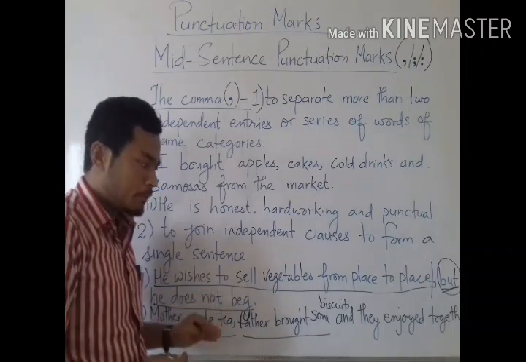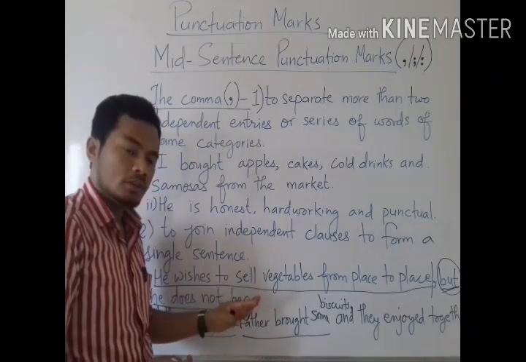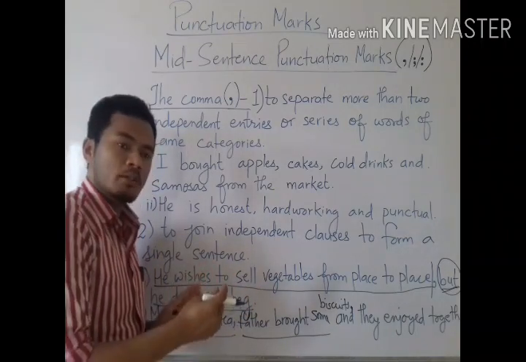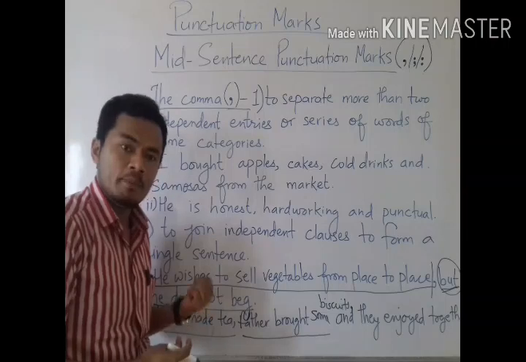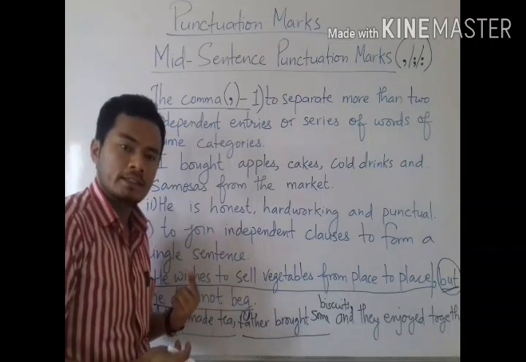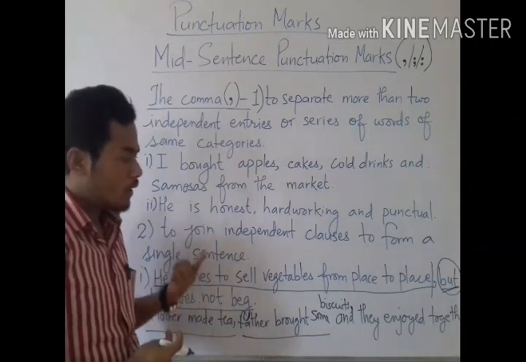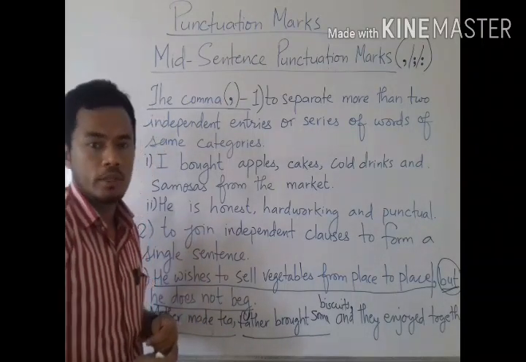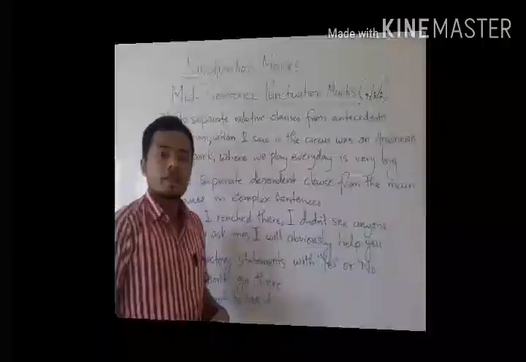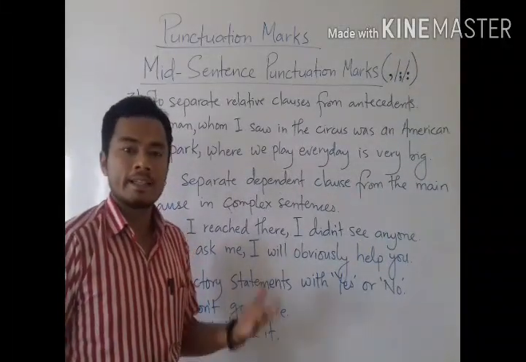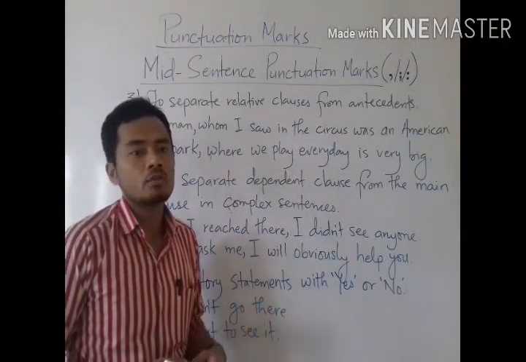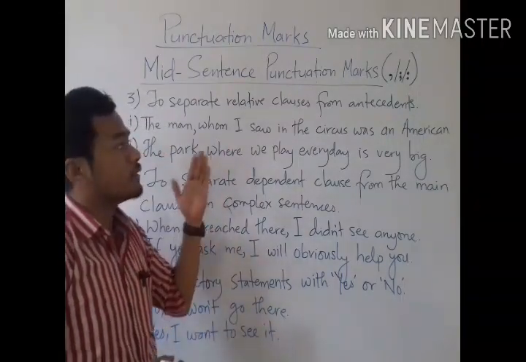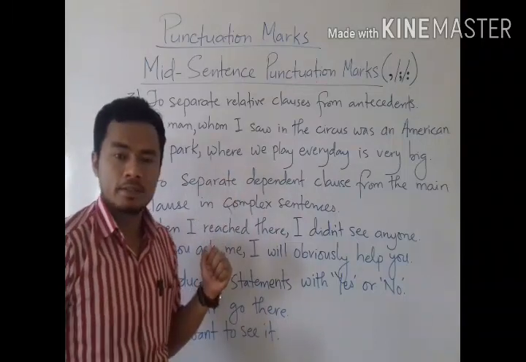So after each independent clause, I have used comma, and I have joined these three independent clauses by using comma to make them one meaningful sentence. Okay, so comma is also used to join independent clauses together. The next condition in sentences when we have to use comma is number 3, to separate relative clauses from antecedents.